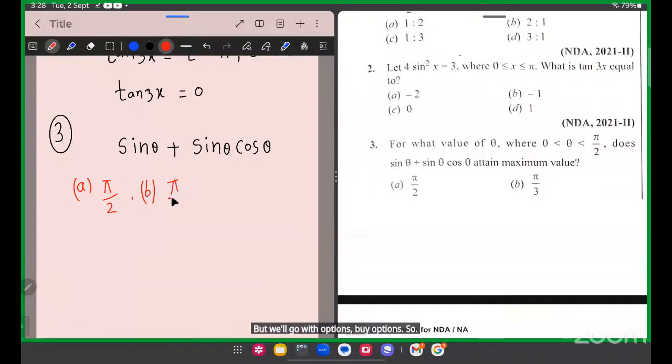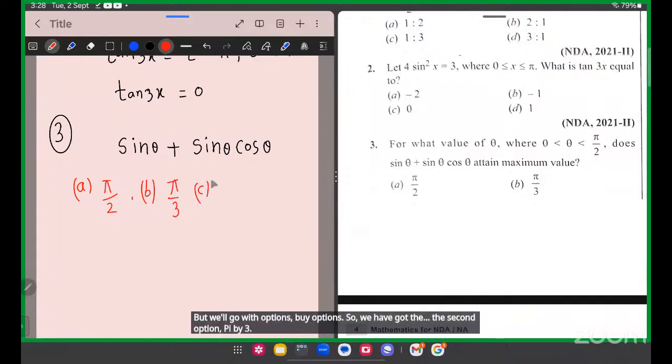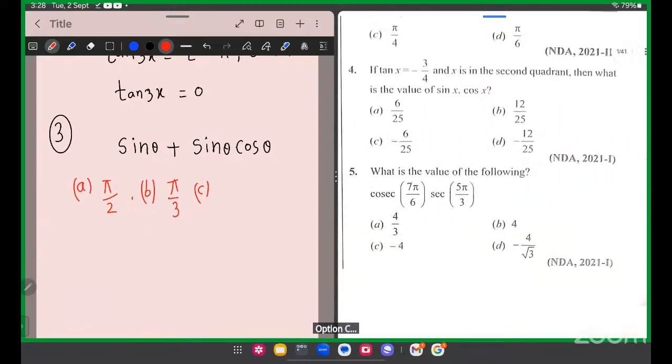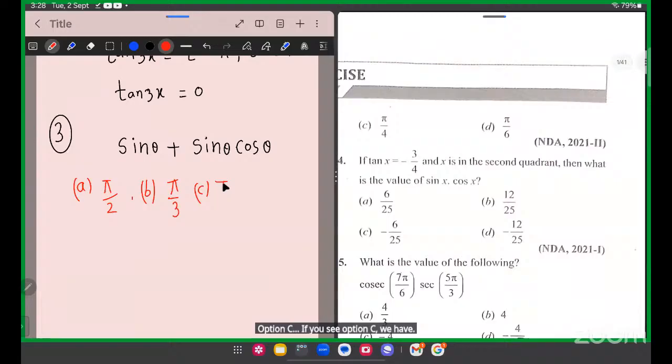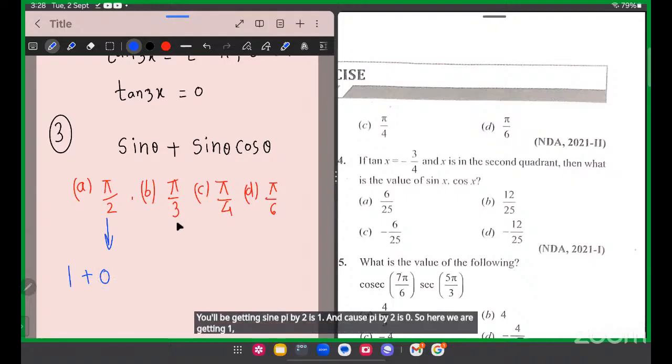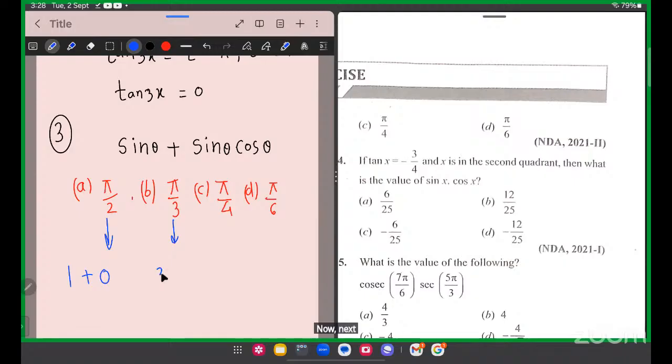So the second option is pi by 3. Option C is pi by 4, and option D is pi by 6. If you put theta is equal to pi by 2, sine pi by 2 is 1 and cos pi by 2 is 0. So here we are getting 1, right? Now next, B option, this is root 3 by 2 plus root 3 by 2 into 1 by 2, which is root 3 by 4.